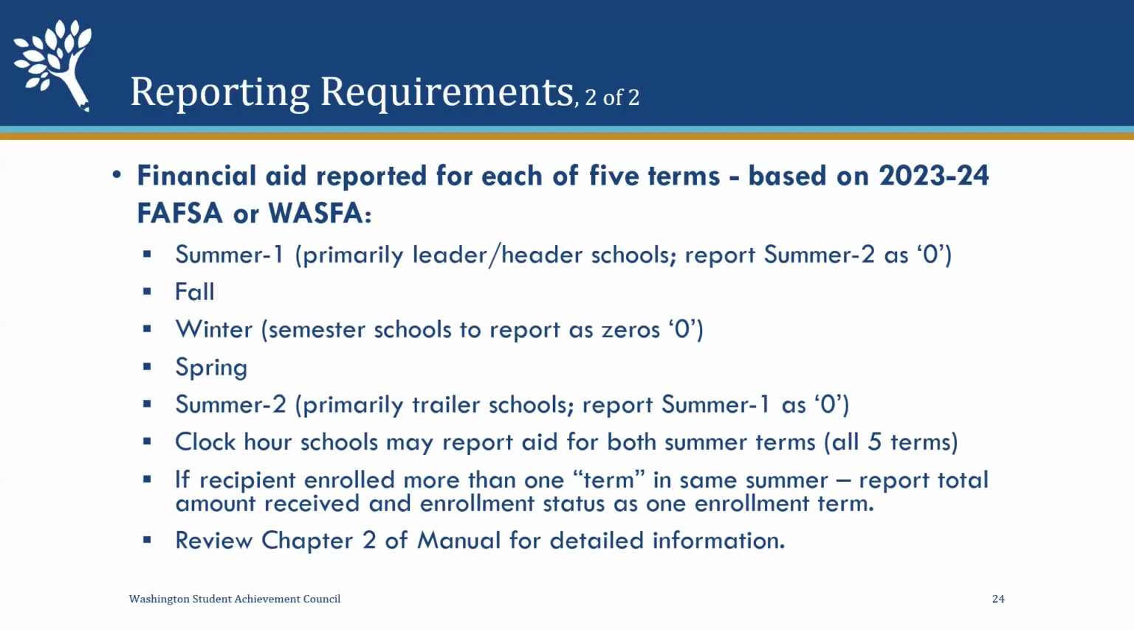Financial aid, basically you have 5 terms. It really depends on the structure of your academic year, but you've got summer 1, fall, winter, spring, summer 2, and then you have your clock hour schools. You're going to report summer 1, fall, winter, spring if you're a quarter school, and summer 1, fall, and spring if you're a semester school. So this is just an example of the kinds of things we're looking for. You can review chapter 2 in the manual for more detailed information.